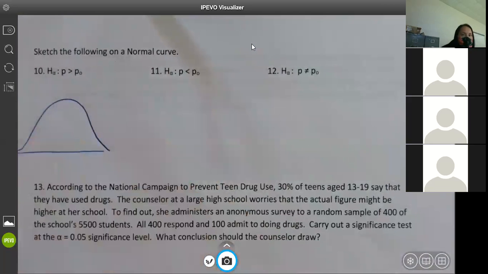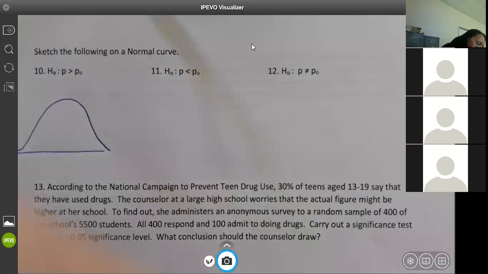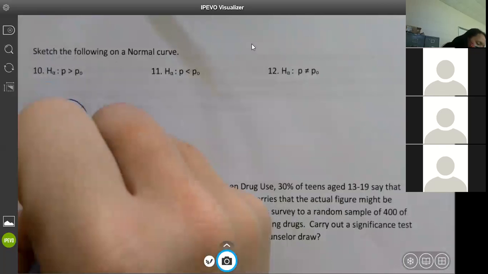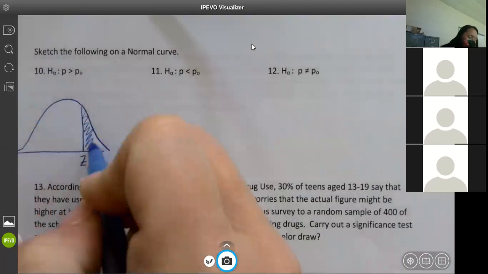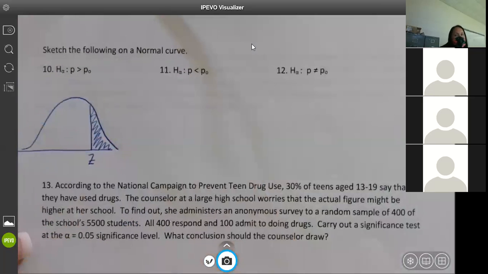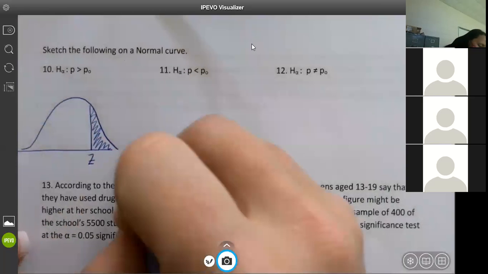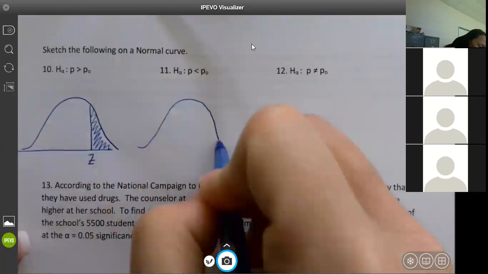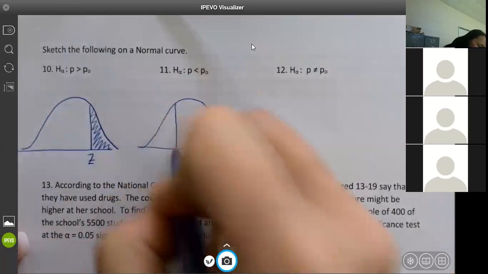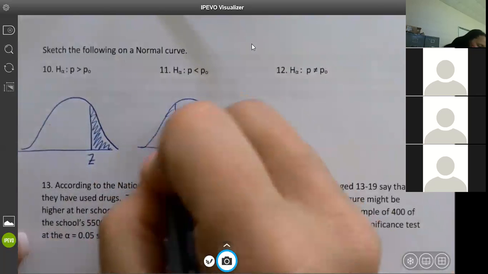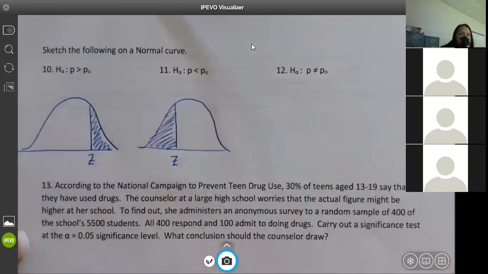Here's your normal curve. If it's greater than, we want it to the right side of Z. So this is just the one-sided test, but it's on the right side. The next one is a one-sided test, but it's less than. So it goes on the left side.